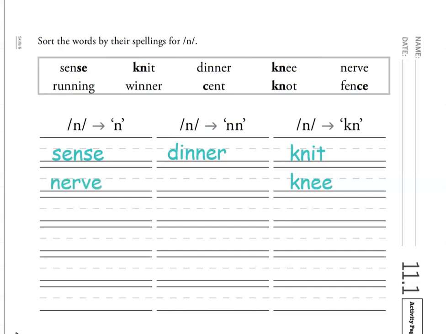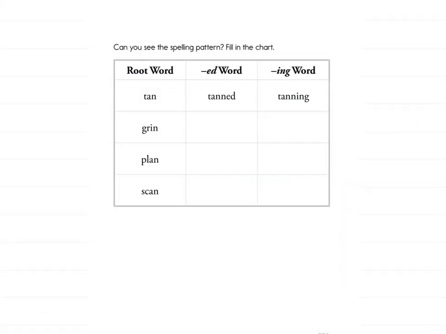N. Very good. The next word is running. Double consonant spelling N-N. What about winter? N-N. Let's try this one. Scent. N. Not. K-N. And fence. N. Amazing job. Can you see the spelling pattern?